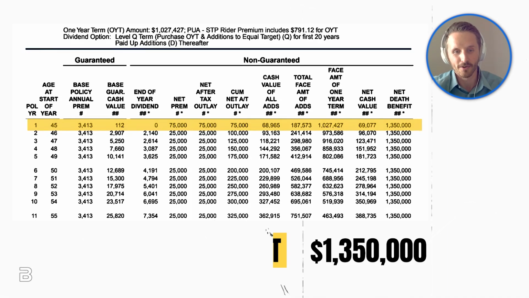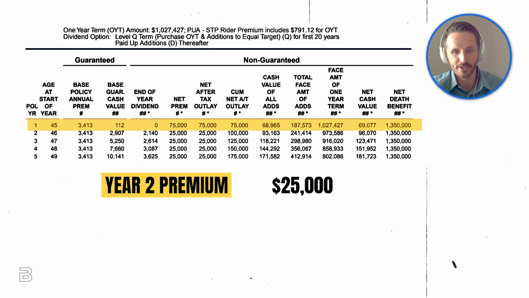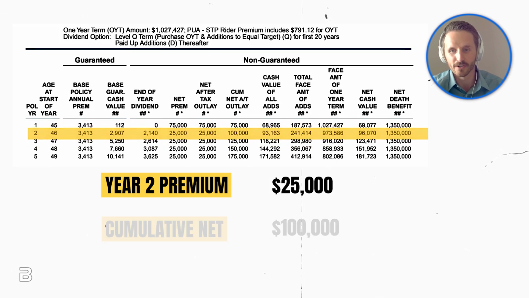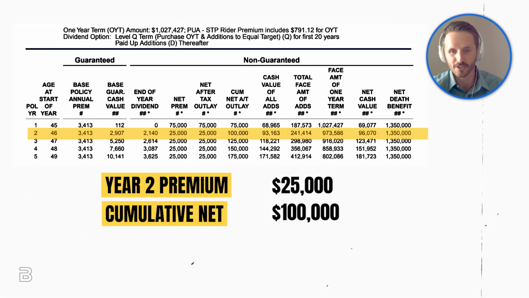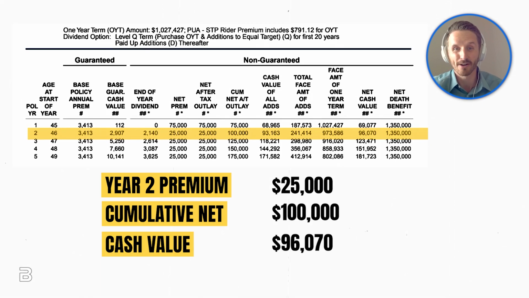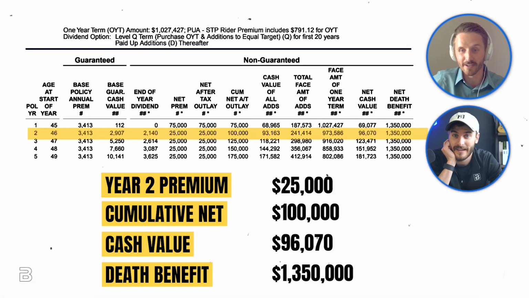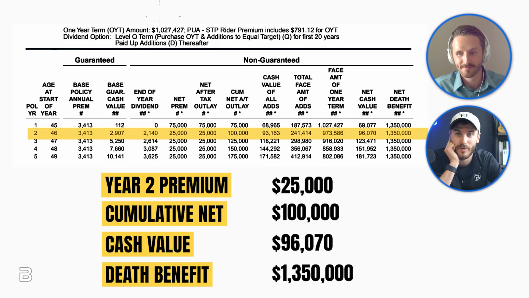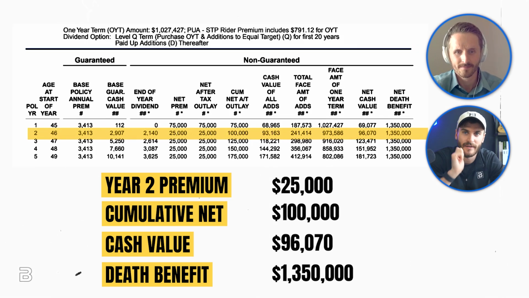It drops now. So in year two, you don't put in the full 75, you only put 25 in. So you've now put in a total of 100,000 here with this cumulative outlay column. By the end of year two, you have about 96,000 liquid cash dollars available, and then 1.35 million death benefit. It hasn't broken even yet, but from an annual contribution limit, you've put $25,000 in, and your cash value has increased by more than 25,000. That's also a great sign of a great policy.